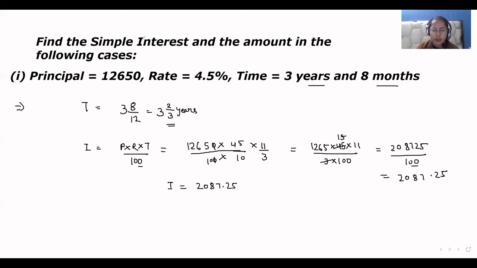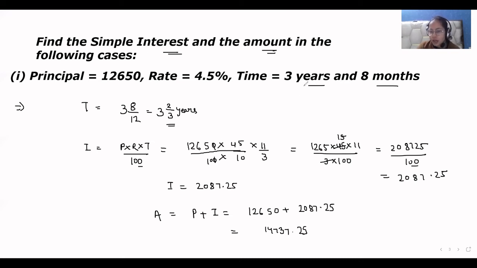Now after interest we have to find the amount. What is the formula for amount? Amount is principal plus interest. So our principal is 12,650 and our interest is 2,087.25. After adding these, we get 14,737.25.